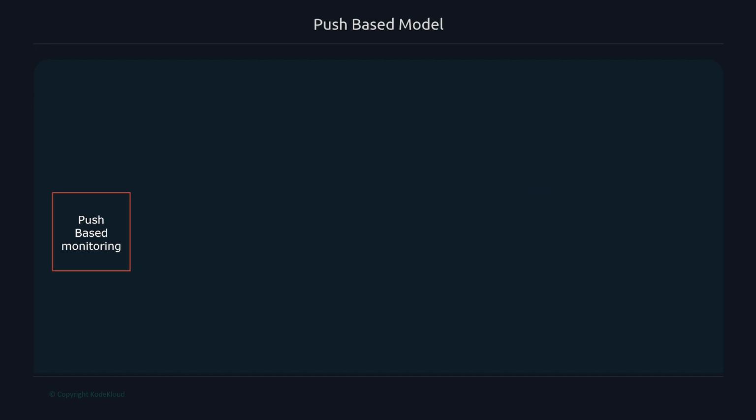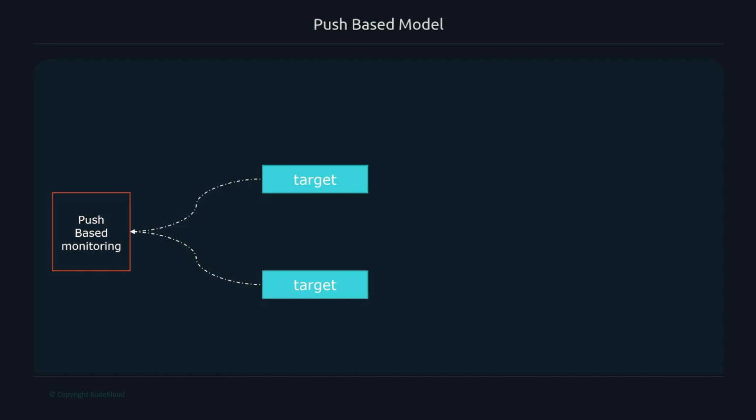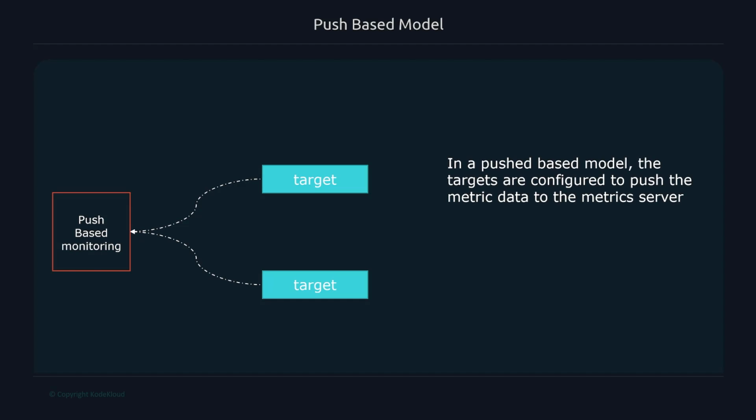When it comes to a push-based model, targets are actually configured to automatically stream or send metrics data to the metrics server. So the metrics server, or Prometheus server, has no idea about the targets. The targets will just blindly send traffic to a pre-configured IP, which is going to be the IP of the metrics server. Some of the push-based systems out there are things like Logstash, Graphite, and OpenTSDB.